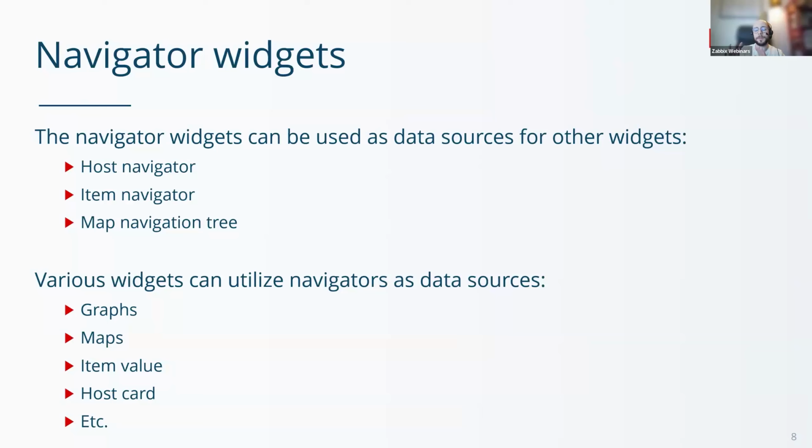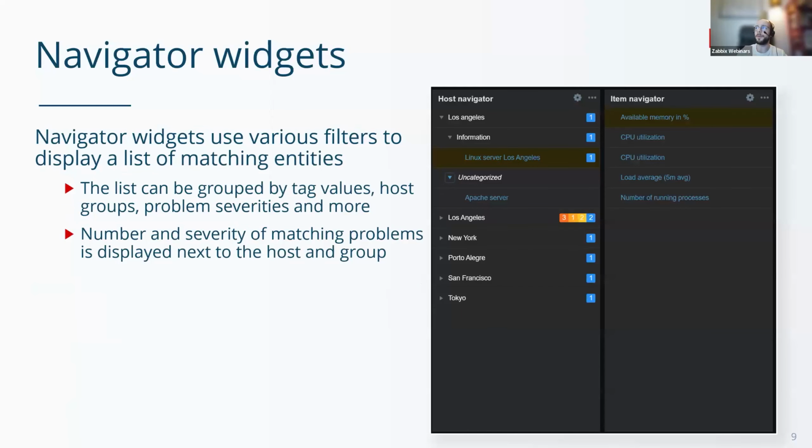So we've introduced two new Navigator widgets. In Zabbix 7.0, we have Host Navigator, Item Navigator, and Map Navigation tree. Previously, we had only the Map Navigation tree. Now we have Host and Item Navigators also, and the goal for them is to serve primarily as data sources for other widgets. We can use these navigators and combine them together, link them to graphs, maps, item values, host cards. So whichever we select in the navigator will then be displayed in our item value widget, for example, or our host card widget, or some other widgets, once again, based on the table.